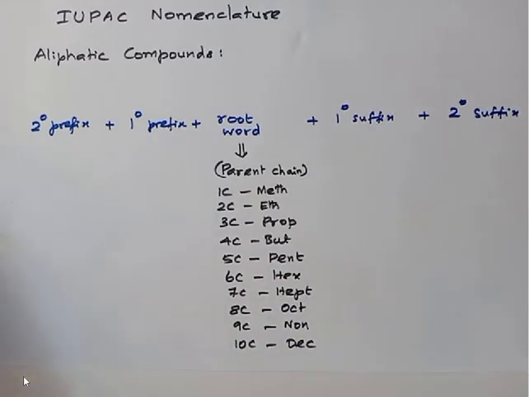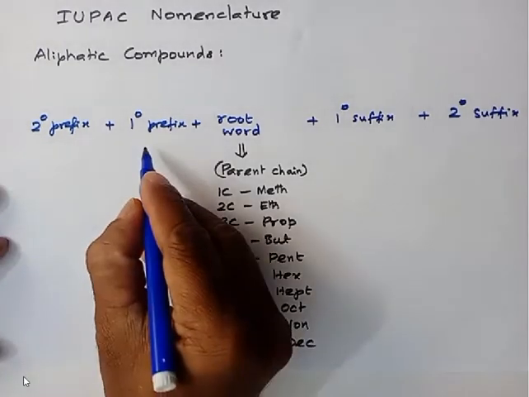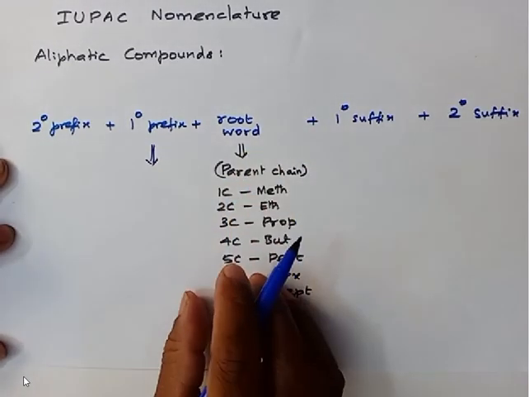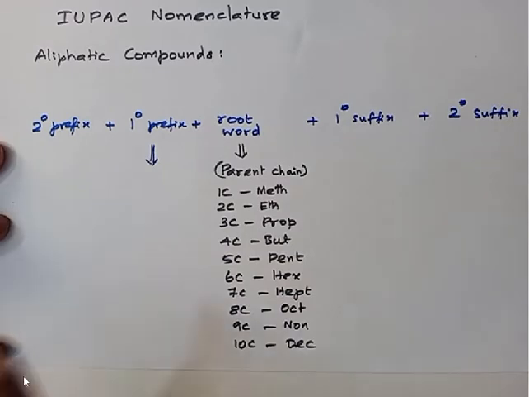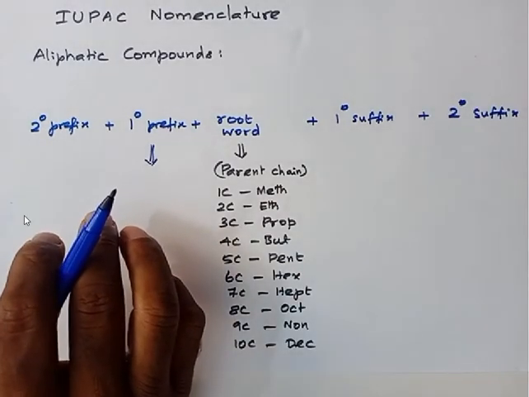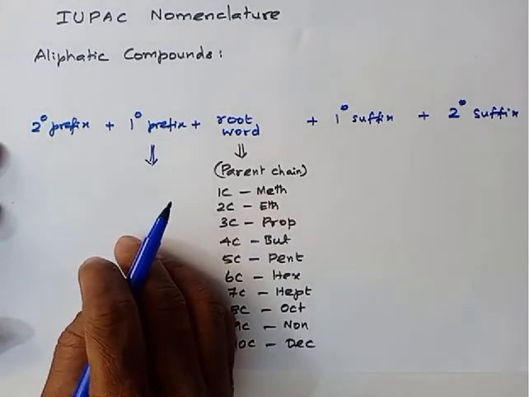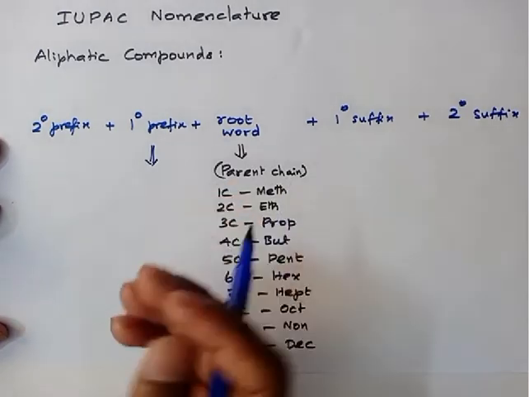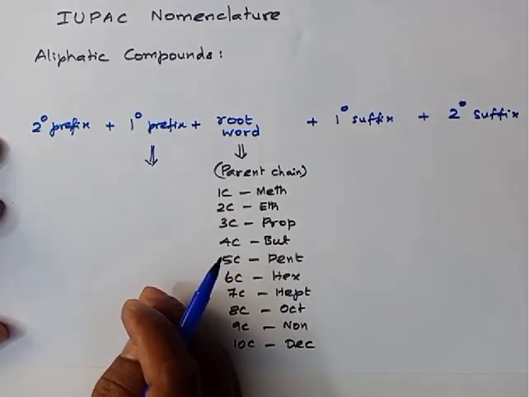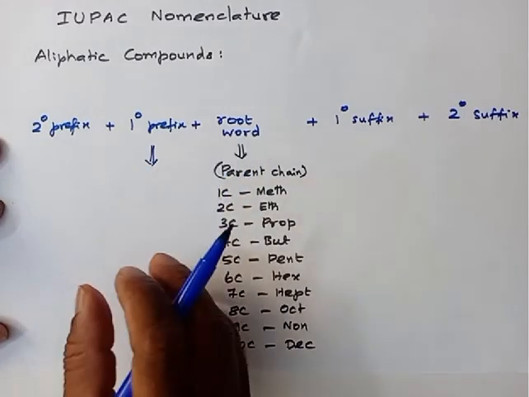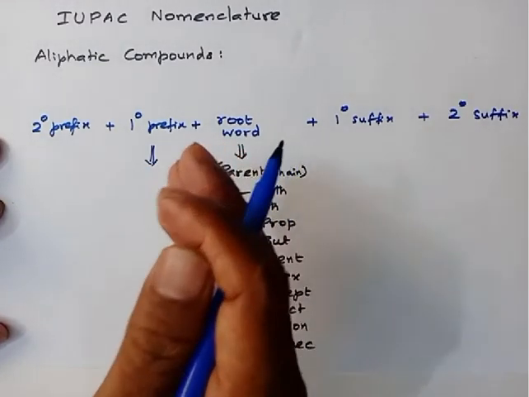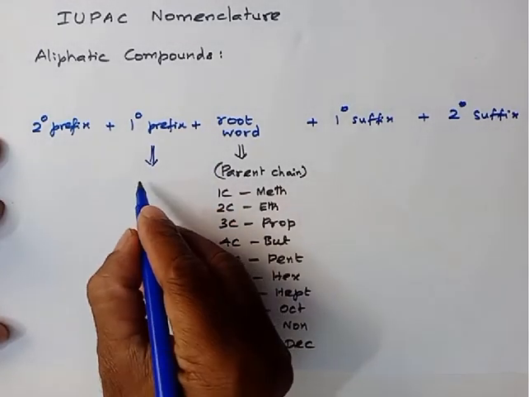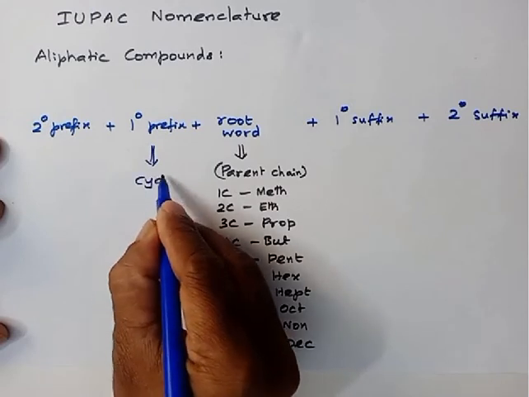Then what about the primary prefix? The primary prefix gives information about the presence of a cyclic structure in the molecule. The compound may contain an alicyclic ring, or it may be a bicyclic compound, or a spiro compound. Depending upon what cyclic group is present, that information should be mentioned in the primary prefix. If it is an alicyclic compound, an aliphatic cyclic compound, then we use the word cyclo.